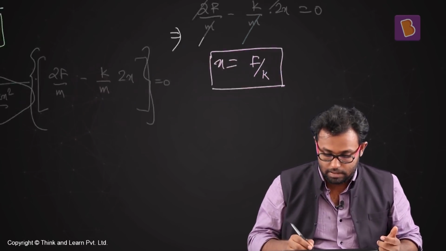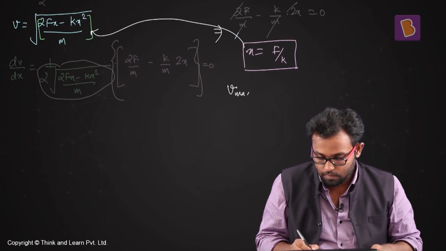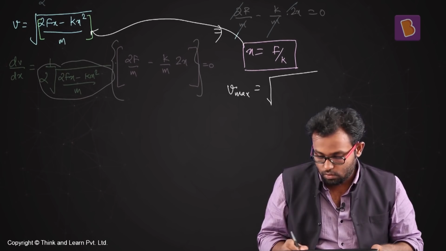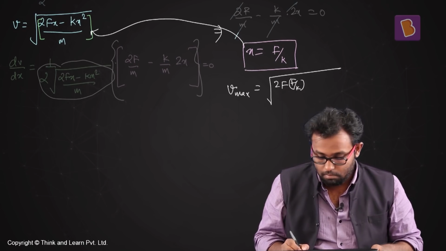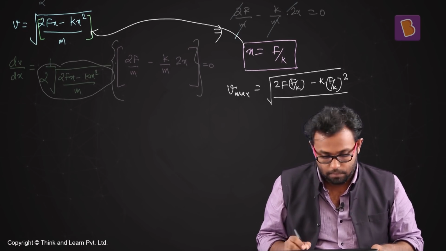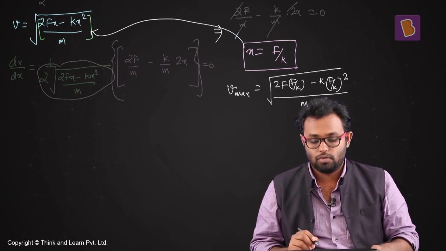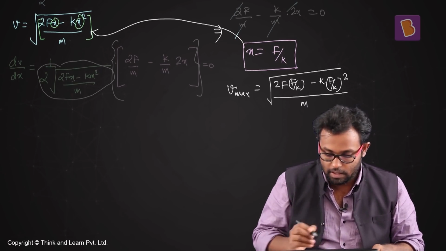Now I have to go and plug this into the expression to get the v max. So v max is equal to the square root of (2 times F times x, where x is F by k, minus k times x, where x is F by k, whole squared) divided by m. I just plugged in F by k in place of x.